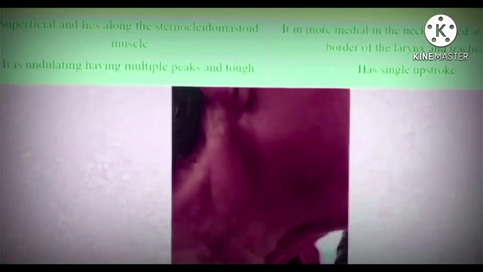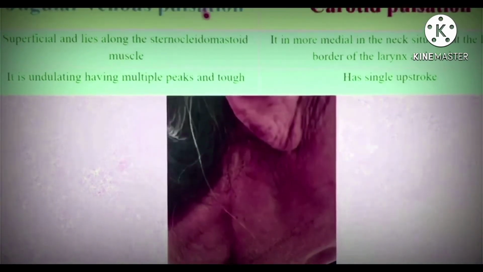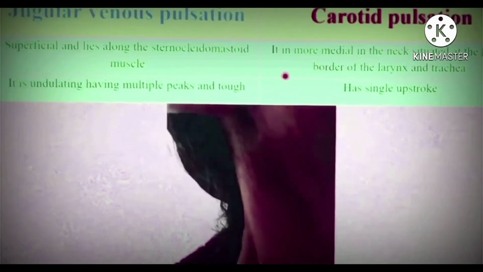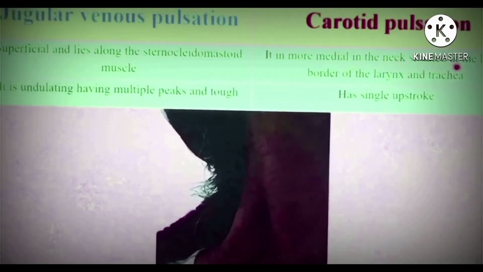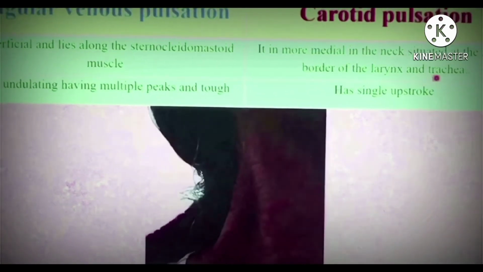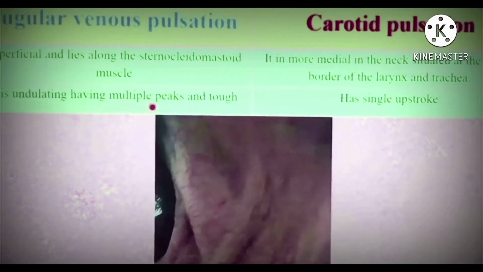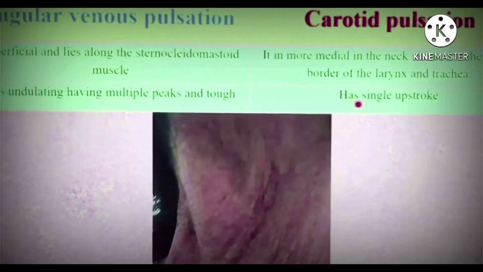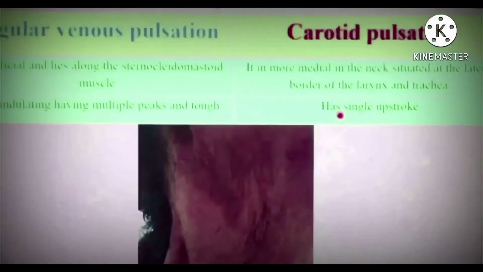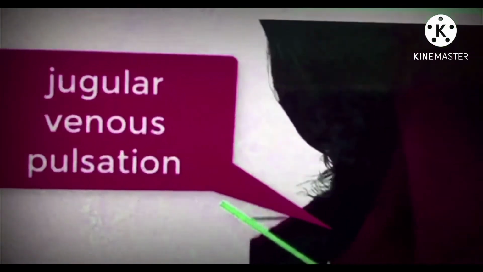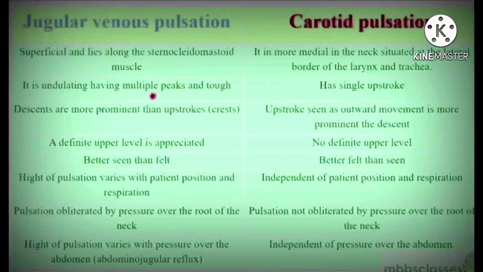Jugular venous pulsation is superficial and lies along the sternocleidomastoid muscle. Carotid pulsation is more medial in the neck and it lies at the border of the larynx and trachea. Jugular venous pulsation is undulating, having multiple peaks and troughs, whereas carotid pulsation has a single upstroke. Difference between the jugular venous pulsation and carotid pulsation.